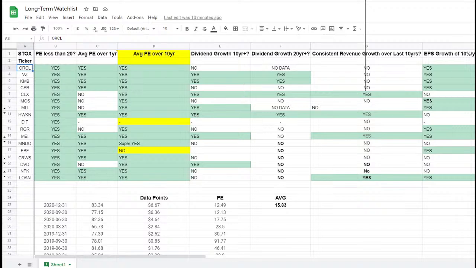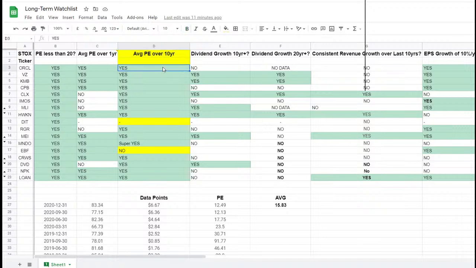But without further ado, let's get into this live session of stock picking. It's going to be a short one, so let me go through what we did last time. Where we last left off was calculating the average price to earnings ratio over the past 10 years.